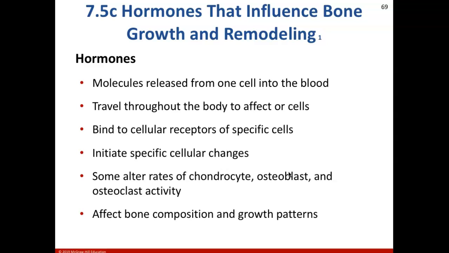Now for the hormones. These are going to be molecules released from one cell into the blood, and it will travel throughout the body to affect our cells. And these hormones will bind to cellular receptors of specific cells. And we'll talk about that process when we discuss the endocrine system. By binding to these specific cells, we're going to initiate specific cellular changes, and some are going to alter the rates of chondrocyte, osteoblast, and osteoclast activity, and will affect the bone composition and growth patterns.